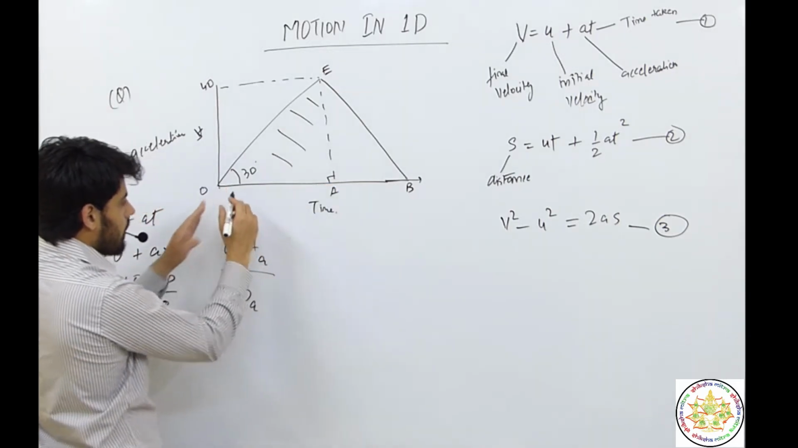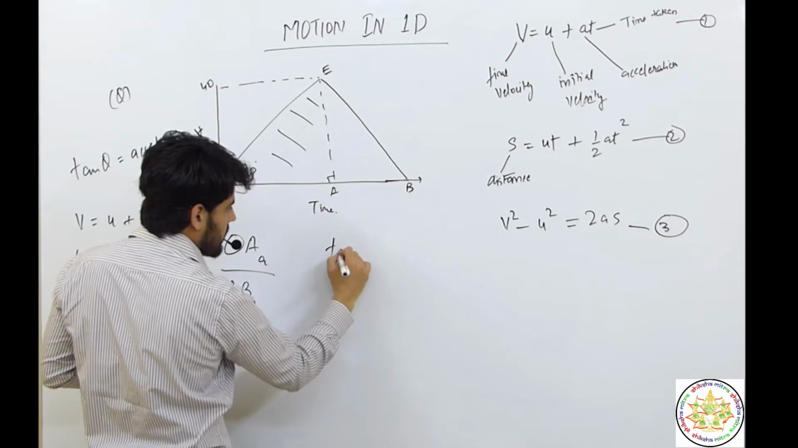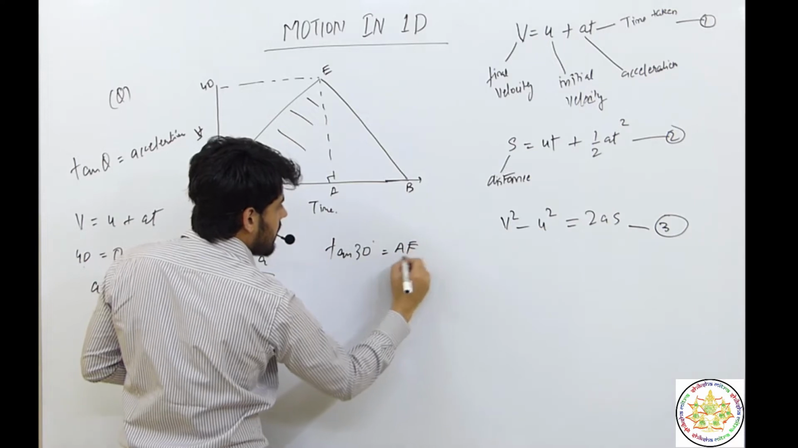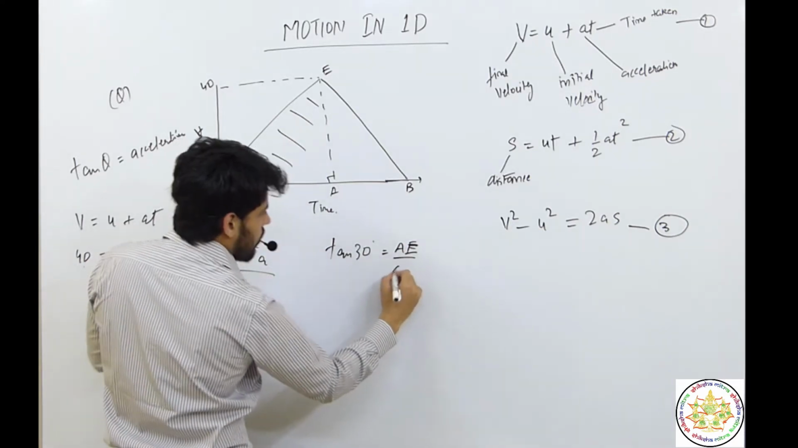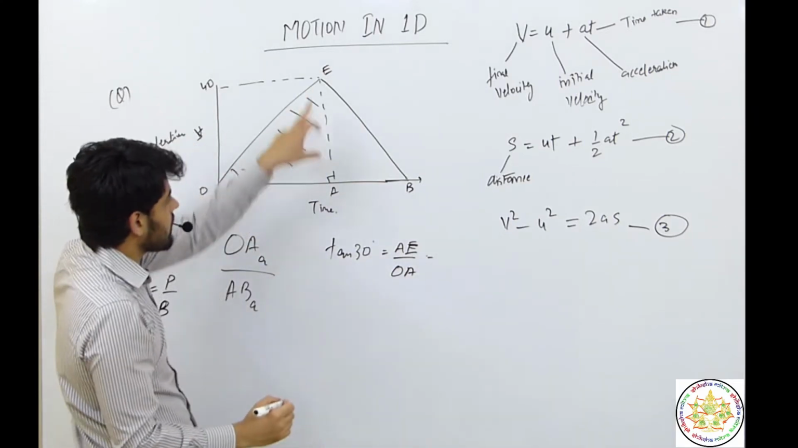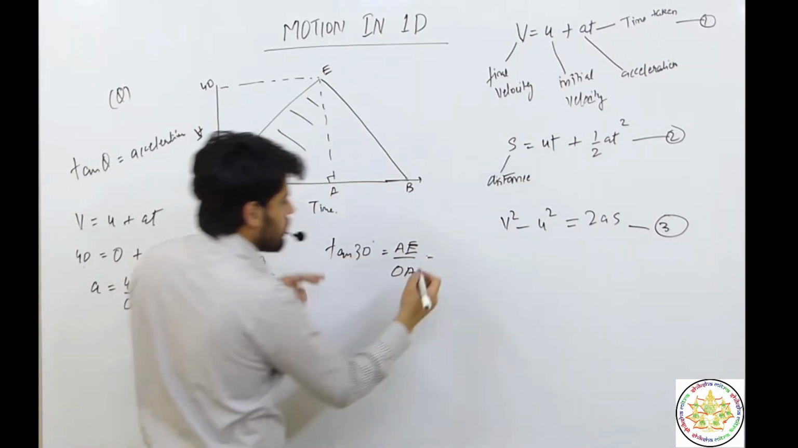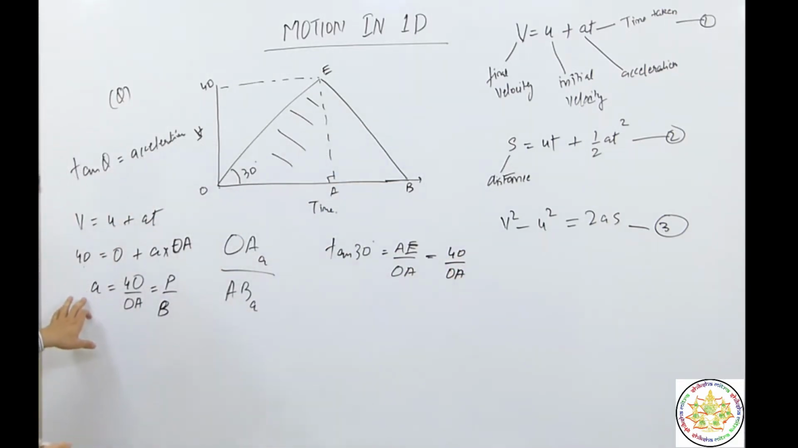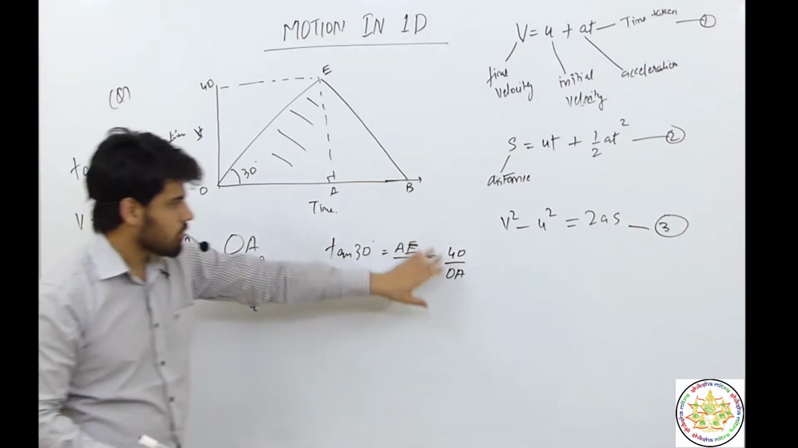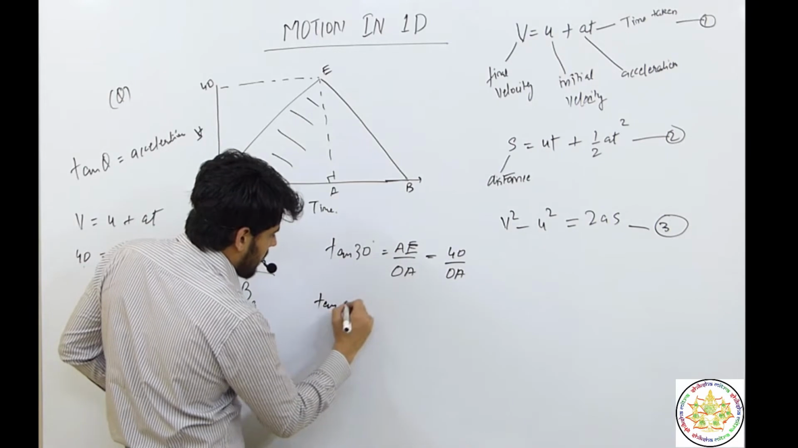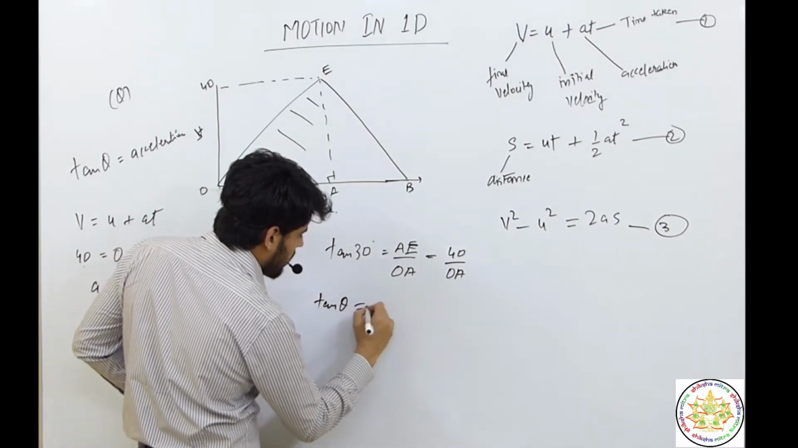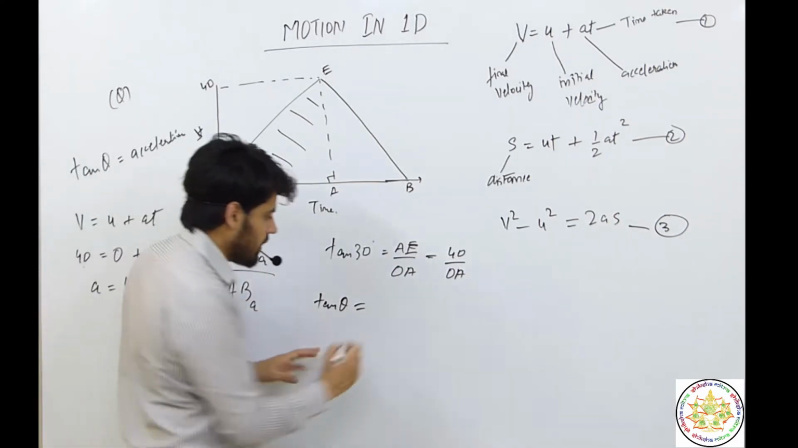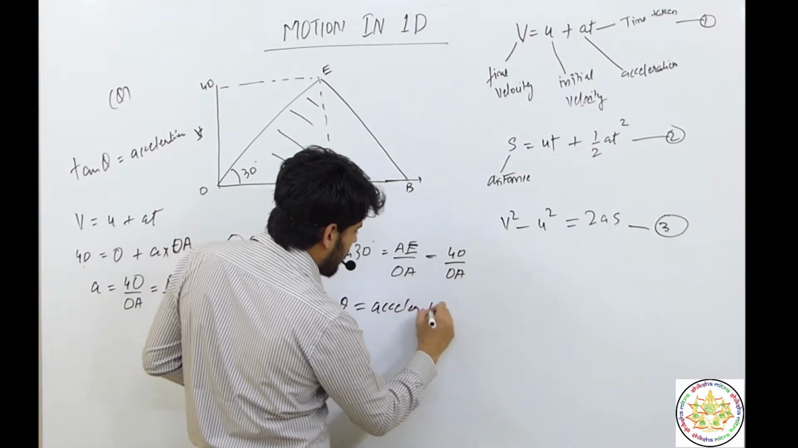So if we want to find tan theta, tan 30 will be AE by OA. And what is AE? This is the same as 40 minus 0, V minus U, the change in velocity, that is 40. OA is the time. So acceleration is perpendicular by base, 40 by OA. This is also 40 by OA. So tan theta of any line on a velocity time graph will give us the acceleration of that particular motion.